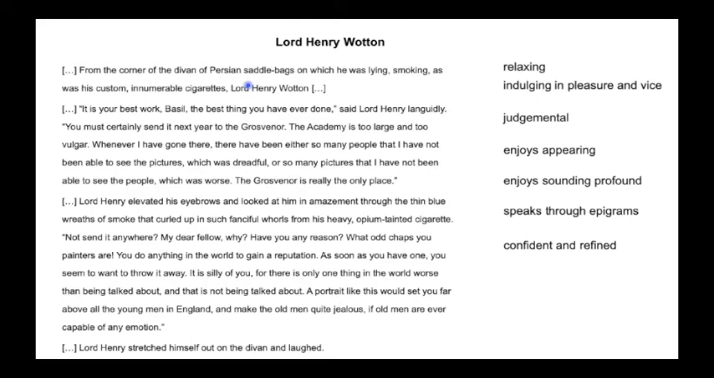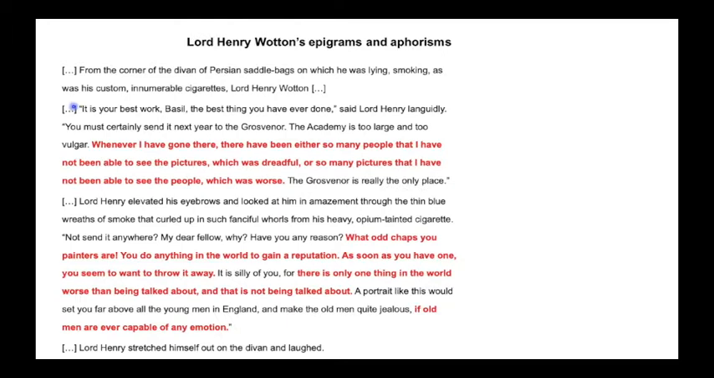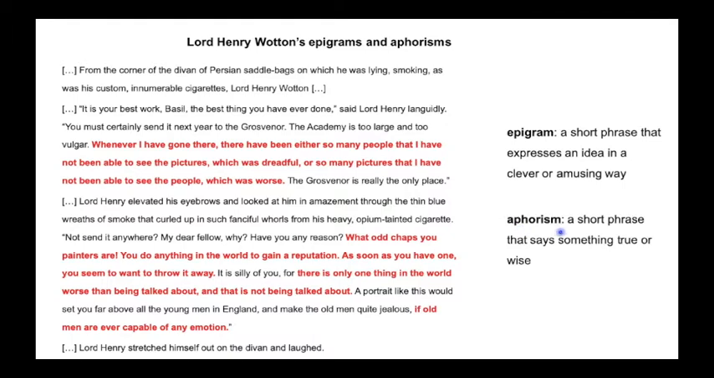After all, Lord Wotton is an aristocrat. We can also define him as a decadent character. Here is the definition of decadent given by Oxford Dictionary: having or showing low moral standards and an interest only in pleasure and enjoyment. In this slide, I have highlighted the passages that can be considered as epigrams or aphorisms, and here is a definition of an epigram, also from Oxford Dictionary. An epigram is a short phrase that expresses an idea in a clever or amusing way, while an aphorism is a short phrase that says something true or wise.